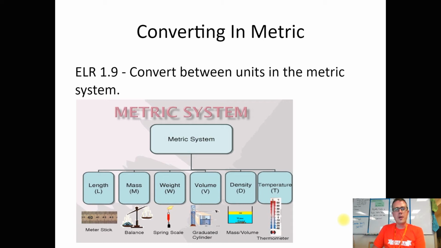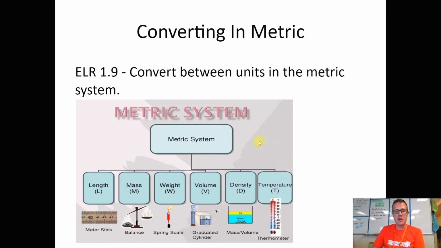ELR 1.9 is about converting units in the metric system. The metric system, I'm sure, is something that you have seen before, but maybe haven't done a whole lot of converting with it because our country in general uses things like miles and gallons, and those are considered to be the English system. But in science, all over the world, it doesn't matter what country you're in, we use the metric system to measure things.